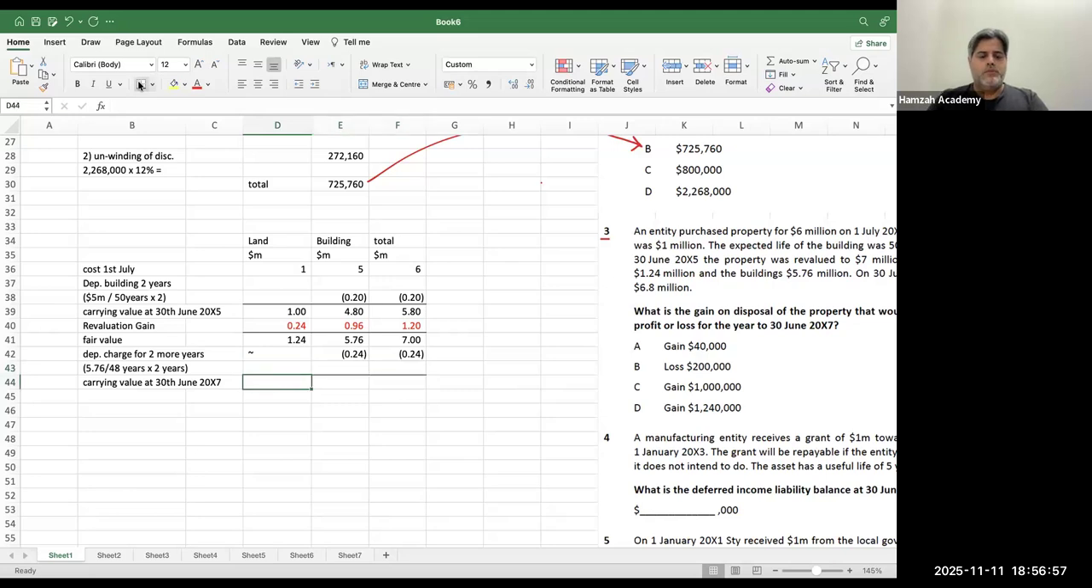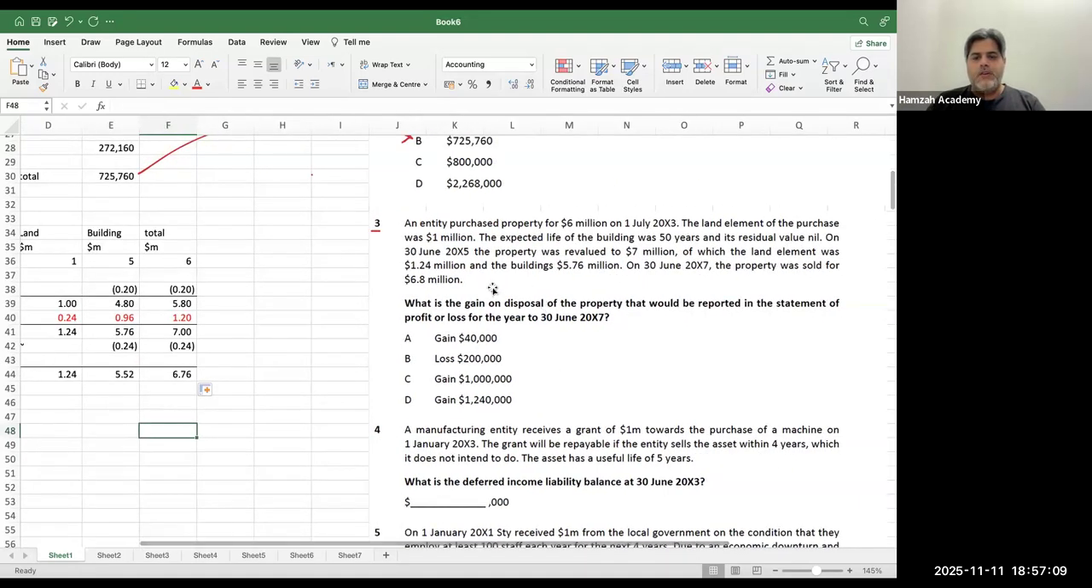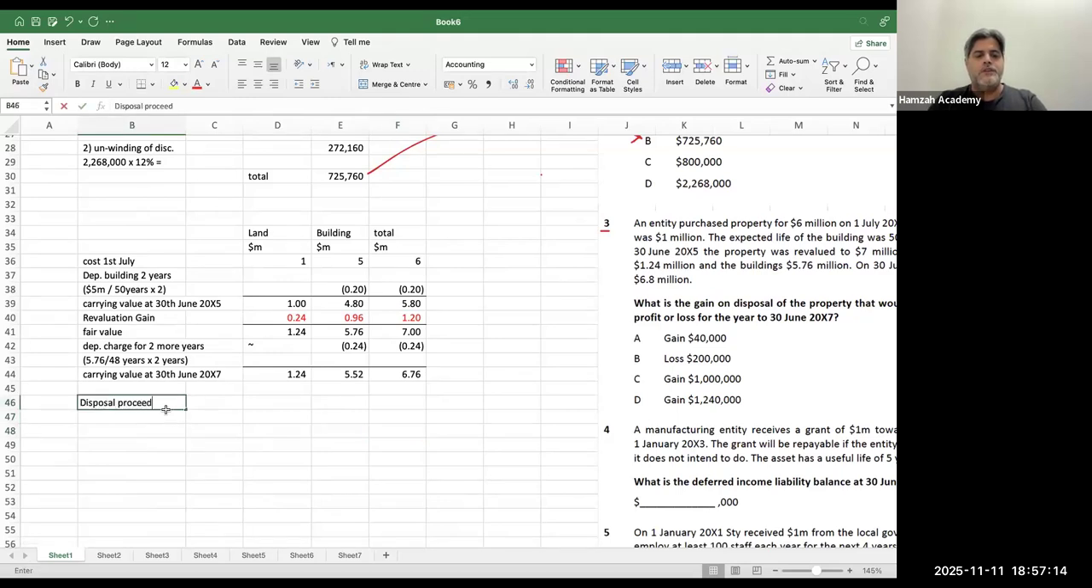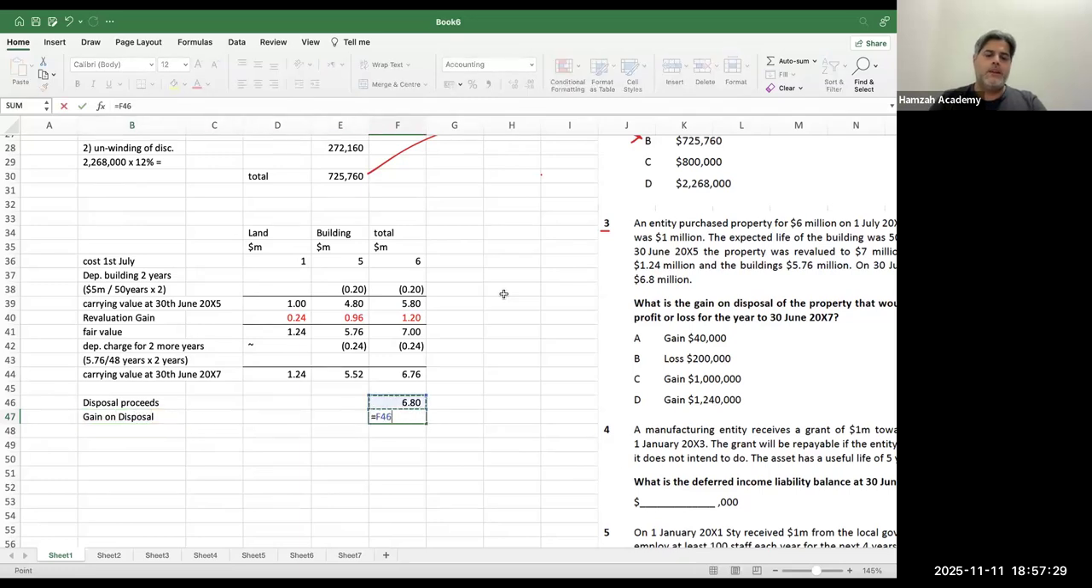Here we go. So we will have now the values 1.24 and so on. So I have the value of 6.76 over here, right? And now it has been sold for 6.8. So this is the carrying value, and this is the disposal proceeds of 6.80, right? So I am going to have my gain on disposal of 6.8 minus 6.76, which is 0.04. So 0.04 multiplied by 1 million is going to be 40,000.